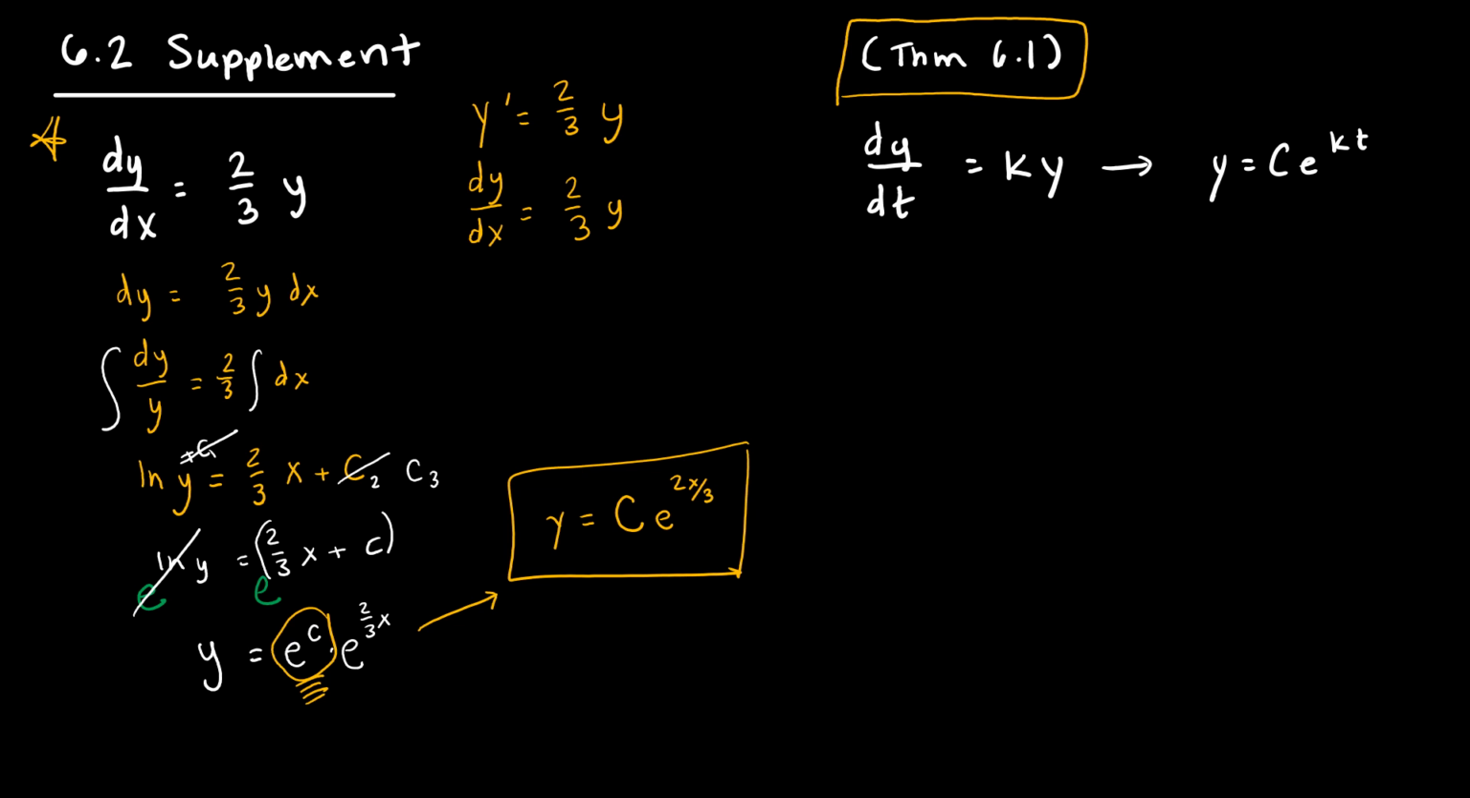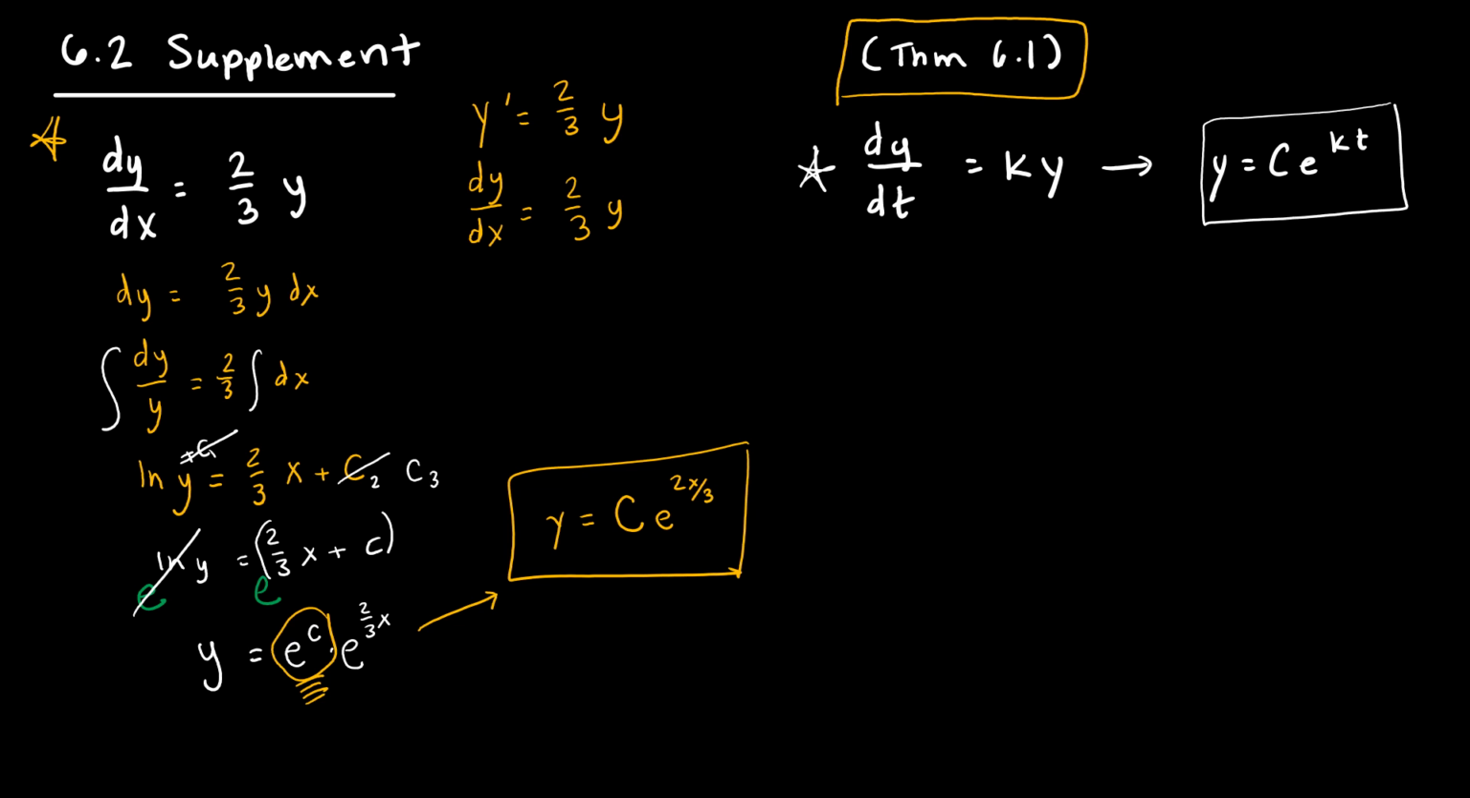Now let's talk about Theorem 6.1. In Theorem 6.1, we're told, hey, if you ever have something that looks like this, that is proportional, then you can just magically use this. Well, where did that come from? I bet you can guess it has something to do with this example we just talked about.